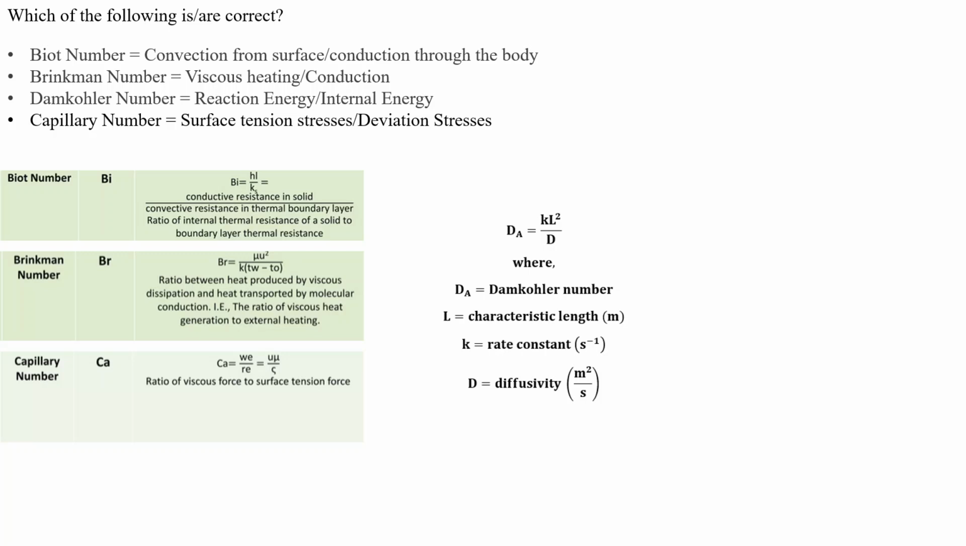So the first one we have is Biot number is equal to convection from surface divided by the conduction through the body. So the definition for the Biot number which has been given is conductive resistance inside the solid divided by the convective resistance in the thermal boundary layer. Ratio of internal thermal resistance of a solid to the boundary layer thermal resistance.